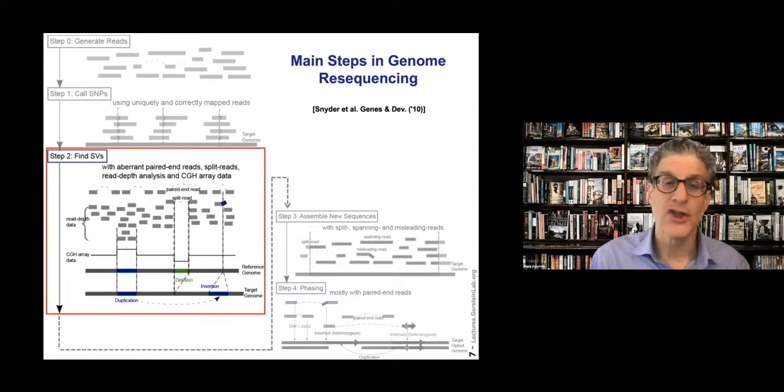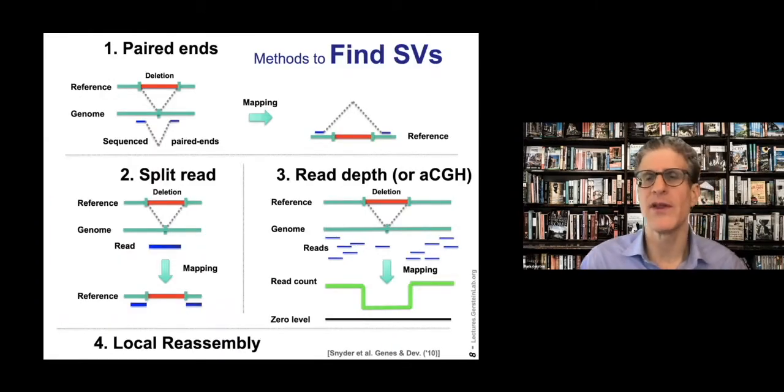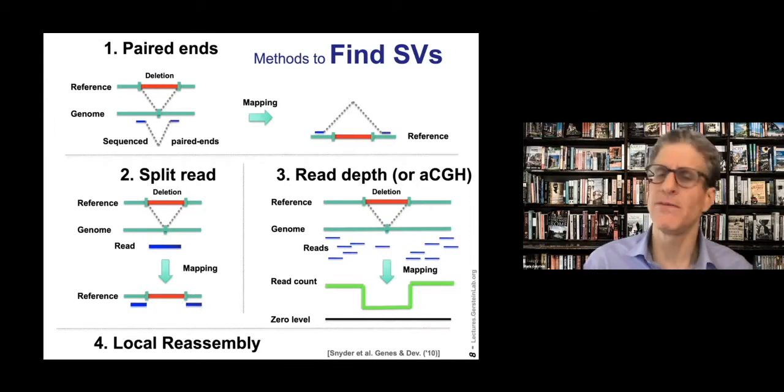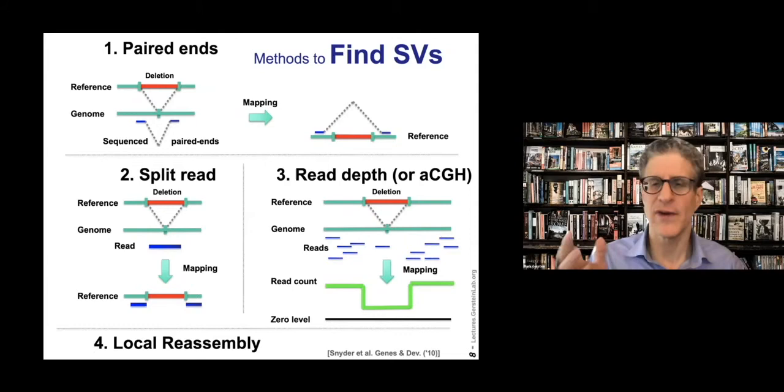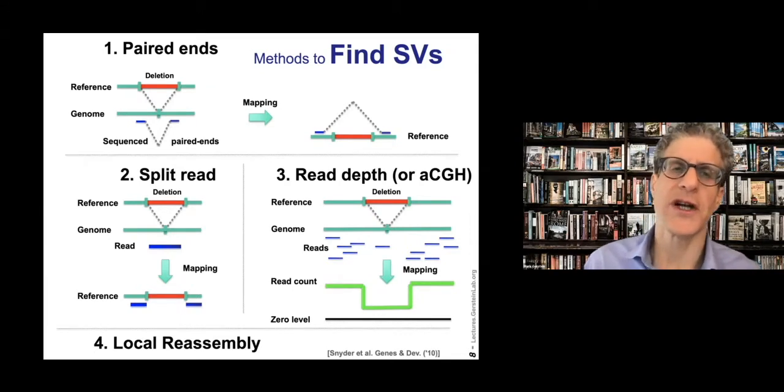So now we're going to talk about structural variants, the SVs. I'm going to spend a bit more time on this because this is much more of an active area of research. Lots of people have ideas for how you find structural variants, and it's very complicated. This is more of an open-ended research area.